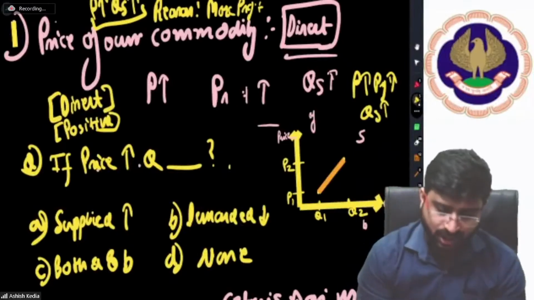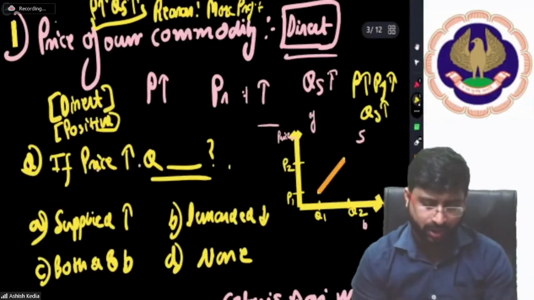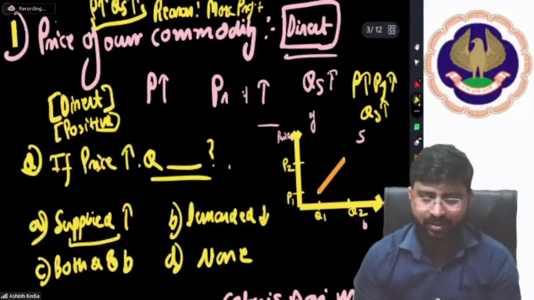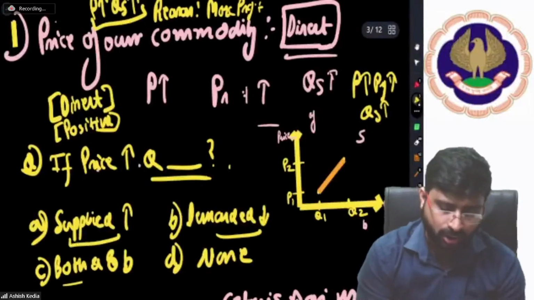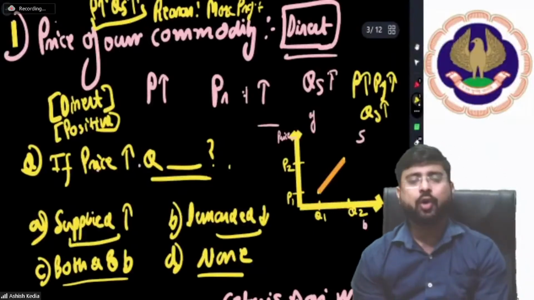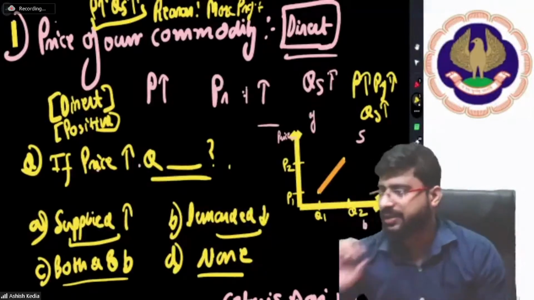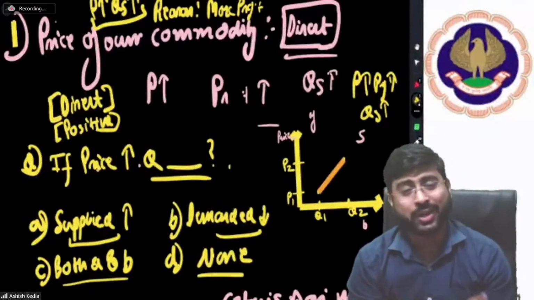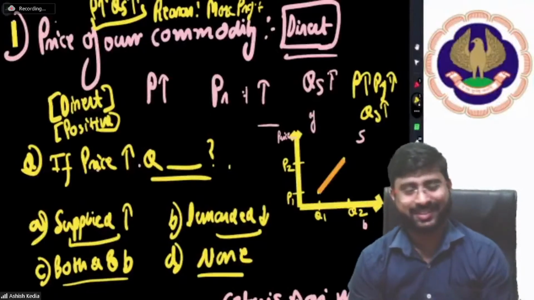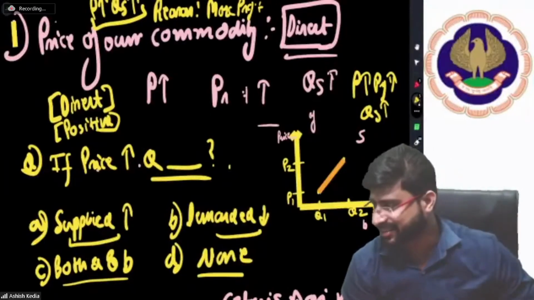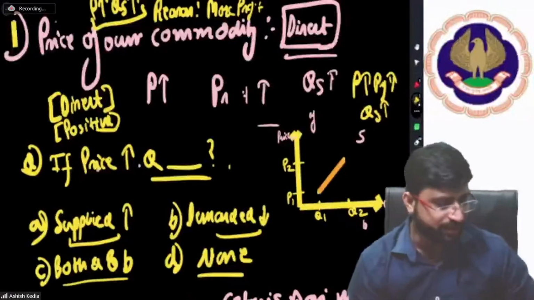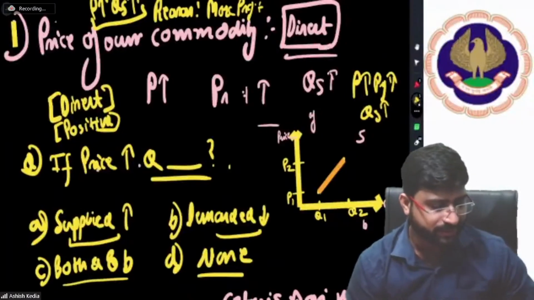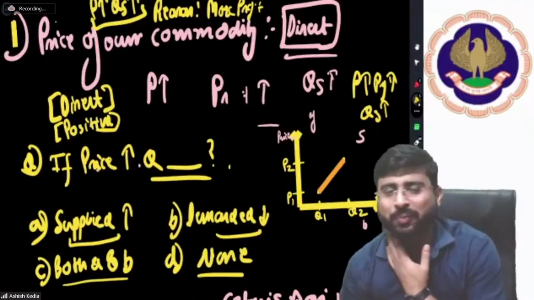Come on, guys. Tell me the answer. If price rises, what will happen to quantity? Quantity supplied will rise. Quantity demanded will fall. Both will happen or none will happen. What say, guys? Think carefully. If you are in a hurry, you might make mistakes. Let's see who is giving the correct answer to this one.